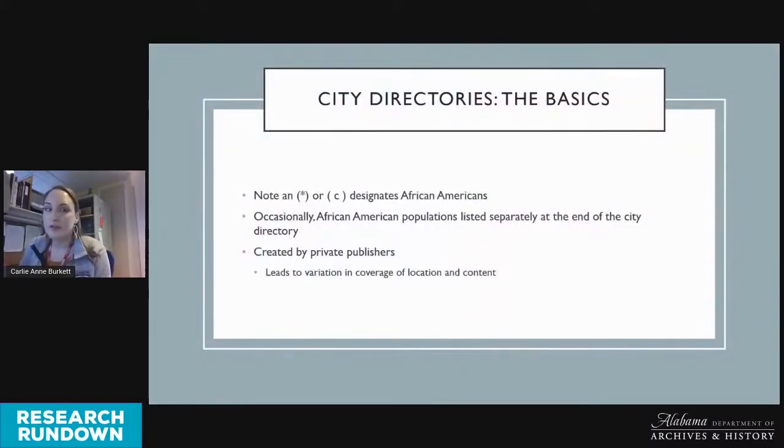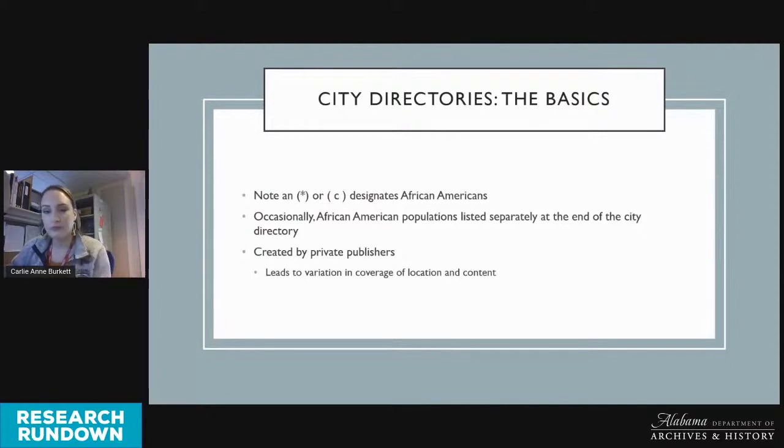Another important thing to remember when you're looking through city directories: African American individuals, businesses, schools, and churches often have certain designations in city directories. These usually are going to be an asterisk or a C for colored. On occasion, African Americans may be listed completely separately, and there even are directories that don't list any distinctions between races.